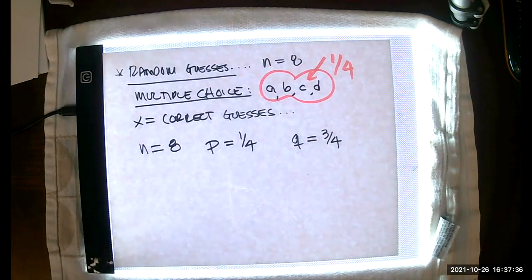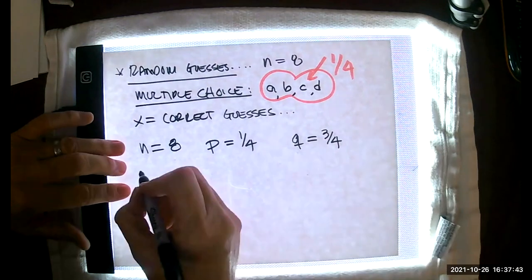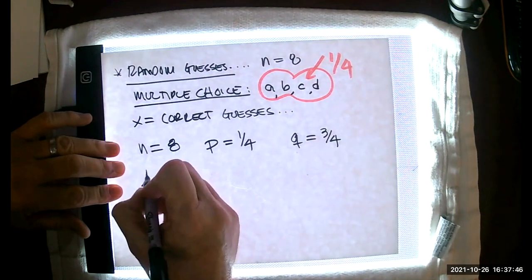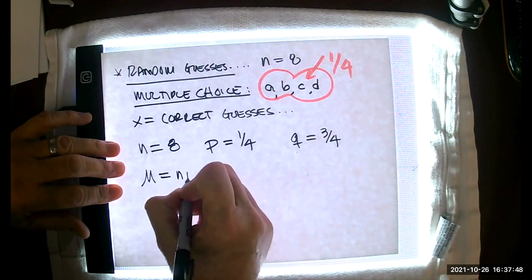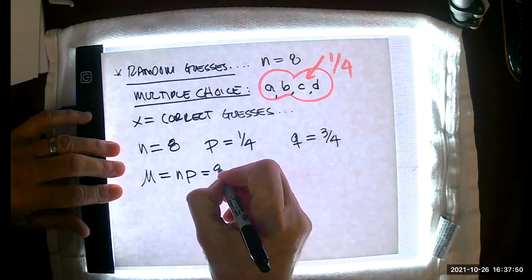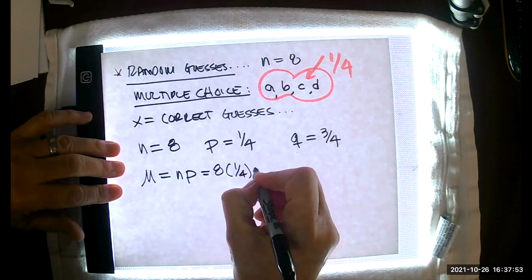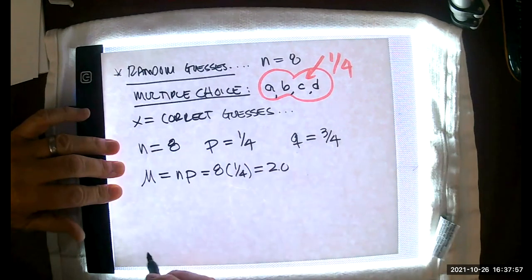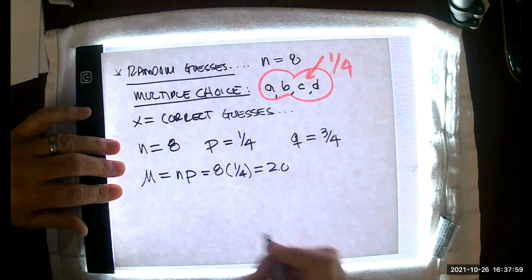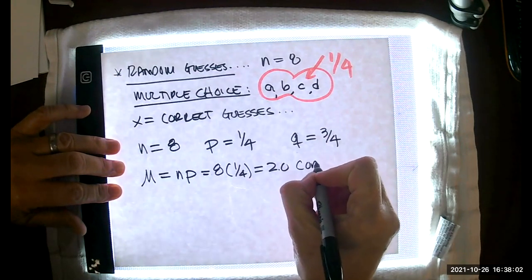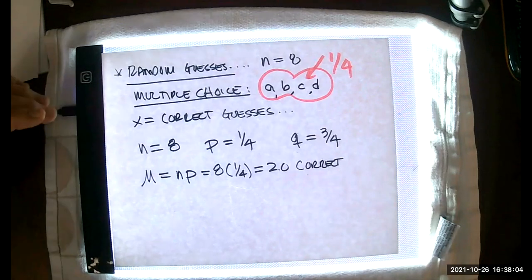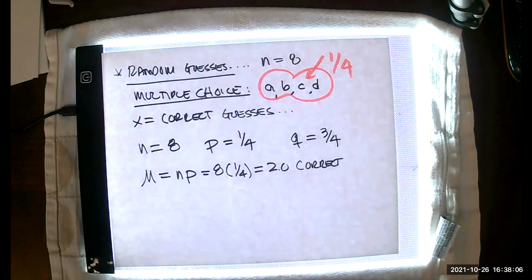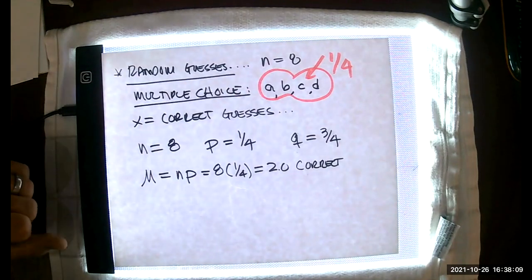So once I've got N, P, and Q, I can go ahead and find my mean number of correct guesses. Mu is N times P, or 8 times 1/4, or 2, and I want one more decimal place than x. X is a whole number, so that gives me one decimal place here. I'll get 2.0 correct if I guess under this situation over and over and over again, and look at my long-term trend.